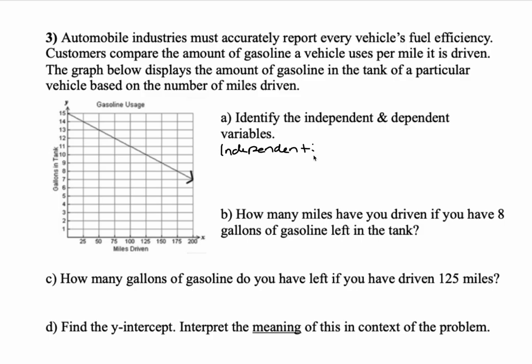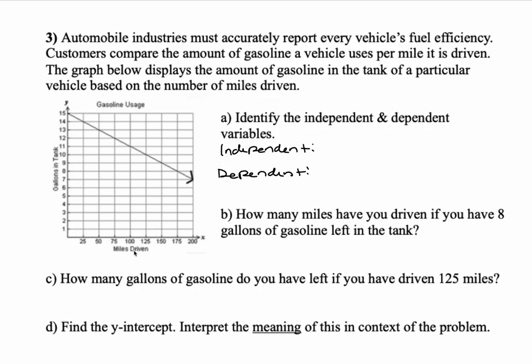Independent, dependent. So our variables we have is the amount of gasoline in the tank and the number of miles driven. And we can look at the graph as well and see that the miles driven is on the x-axis and the gallons in tank is on the y-axis. So the independent variable is a variable that changes the other variable. Dependent means it depends on the independent. So the dependent happens because of the independent.